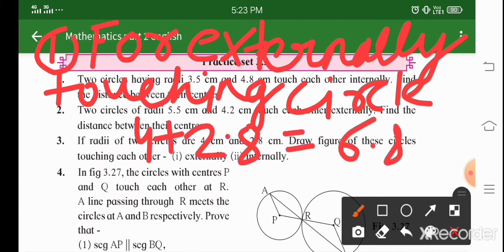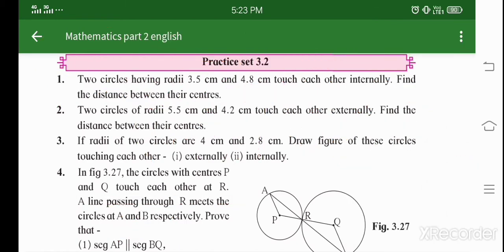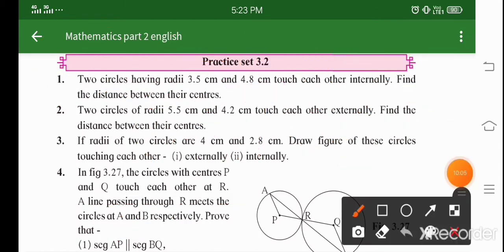6.8. Okay, so to draw this circle, you'll have to draw a line of 6.8 centimeter. Just draw a line of 6.8 centimeter. I'm just showing you again, just a minute. Suppose a line is there, just draw a line like this. Let's suppose this is 6.8 centimeter.